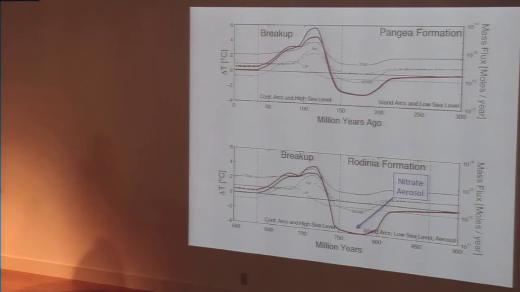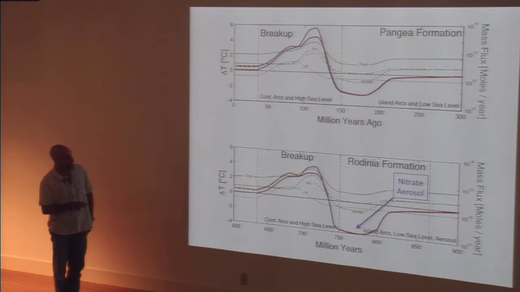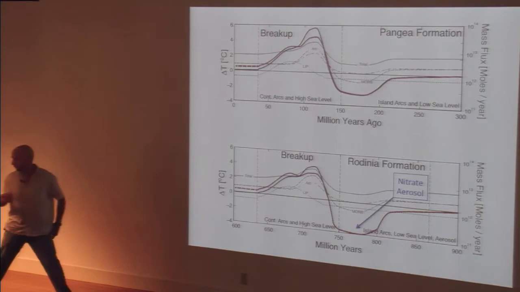If we turn to Rodinia, when I found the nitrate, I was bouncing up and down in Sarah Horst's office because I'd never done an aerosol experiment before, and applied it to this model. What you see is pre-breakup, you can get really cold. In fact, this is conservative. It's very easy to put the Earth into a snowball instability right here. What's the problem? Snowball Earth happened here.